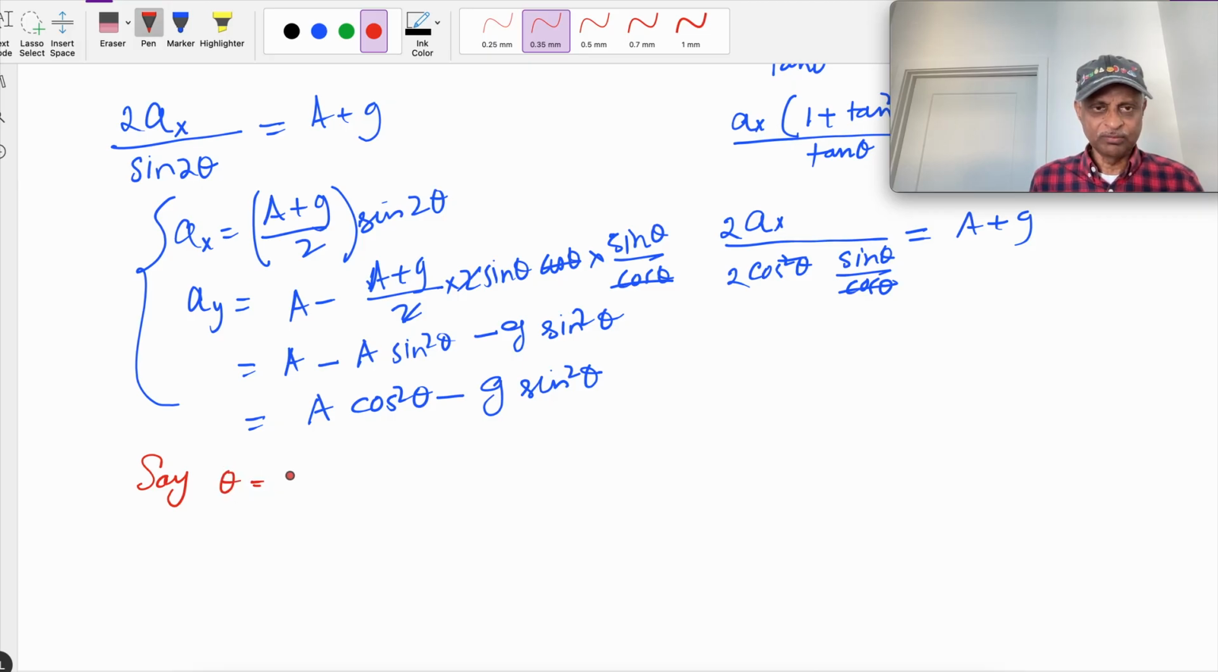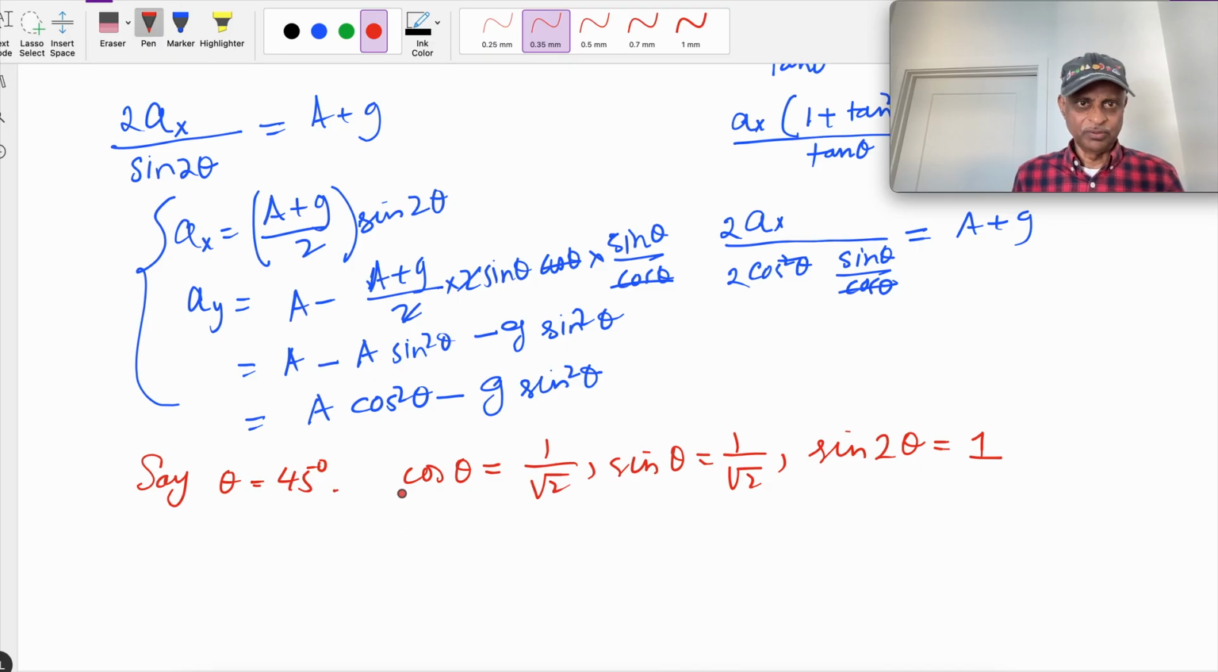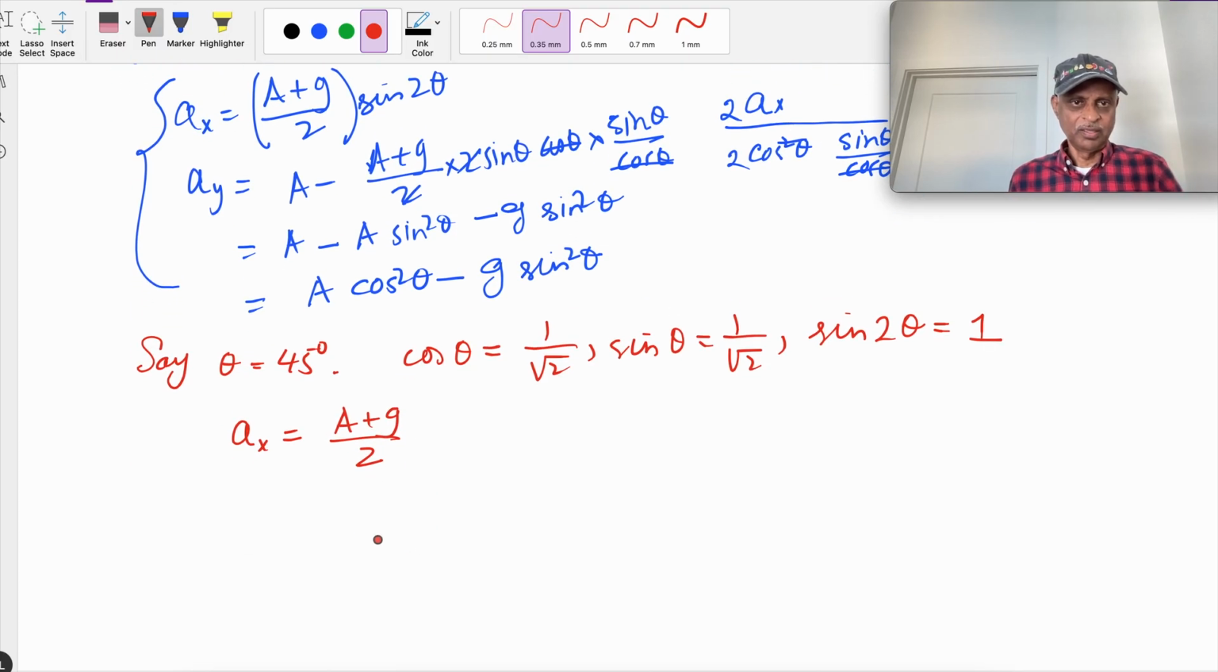say theta was 45 degrees for simplicity, okay? In that case, cosine theta is 1 over square root 2. Sine theta is 1 over square root 2. Sine 2 theta is just going to be 1. So in that case, you have ax is going to be a plus g over 2, and ay will simply be a times half minus g times half, which is a minus g over 2.